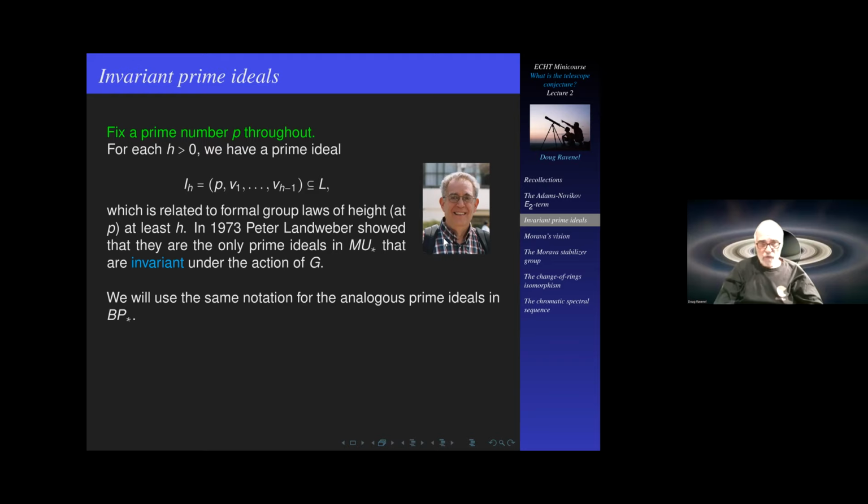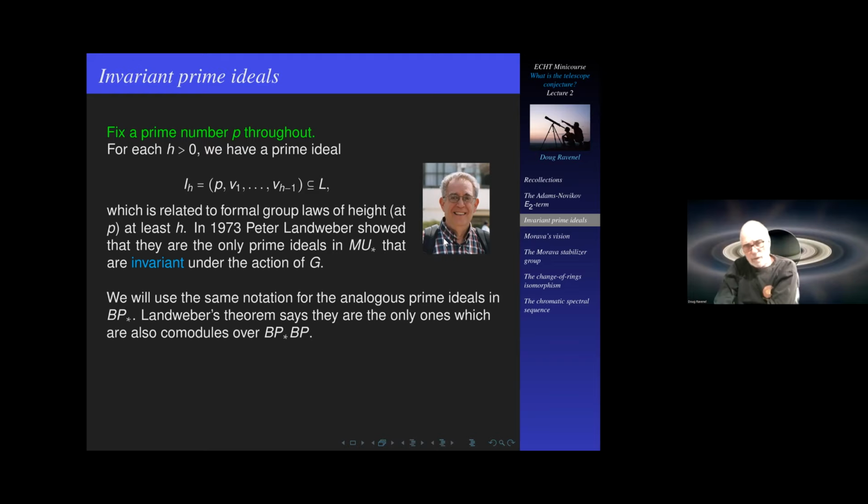So I'm going to use the same notation for the analogous prime ideals in BP star. And Landweber's theorem says that they are the only prime ideals in BP star which are also comodules over BP lower star BP.